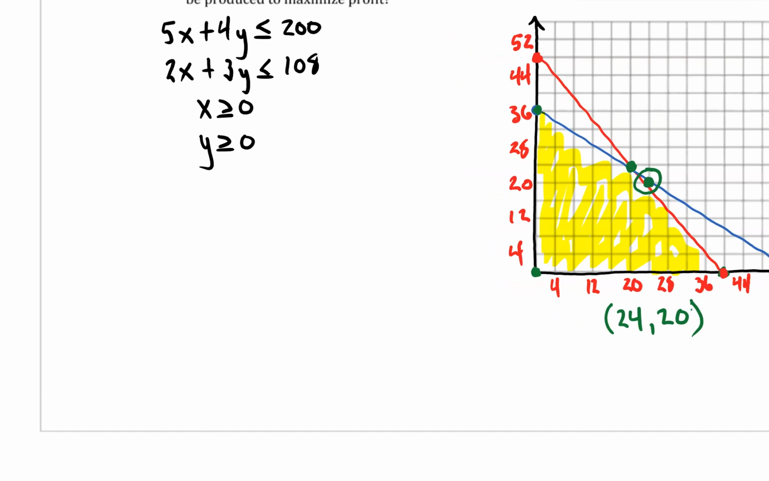Now, the vertices are going to be the following. 0, 0; 0, 36; this one is going to be 24, 20; and the last one is going to be 40, 0. So those are the four.